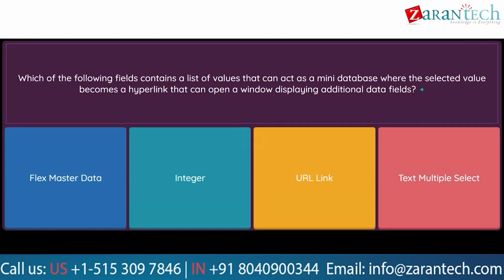Question: which of the following fields contains a list of values that can act as a mini database where the selected value becomes a hyperlink that can open a window displaying additional data fields? Option 1, flex master data. Option 2, integer. Option 3, URL link. Option 4, text multiple select.